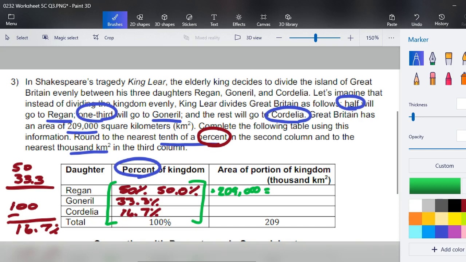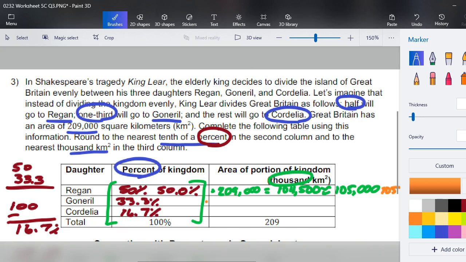I'm going to multiply, and it says to the nearest, where is it saying? The nearest 1,000. So when I multiply, I actually get 104,500, but to the nearest 1,000, that's going to be really 105,000. But for this column, the way it is written already in thousands, all I need to write for this final answer is 105.